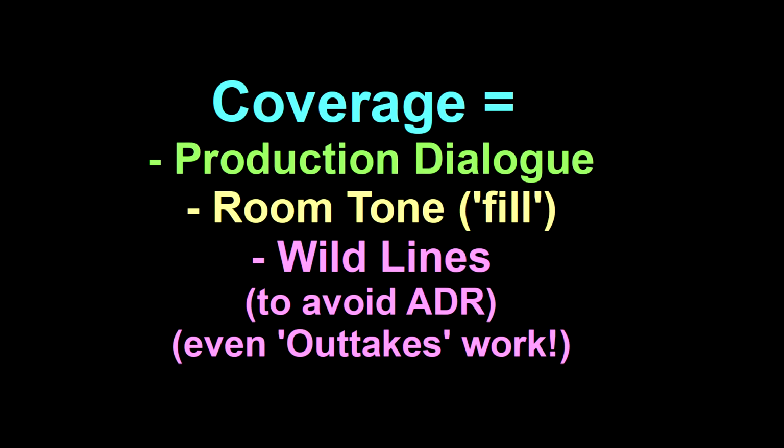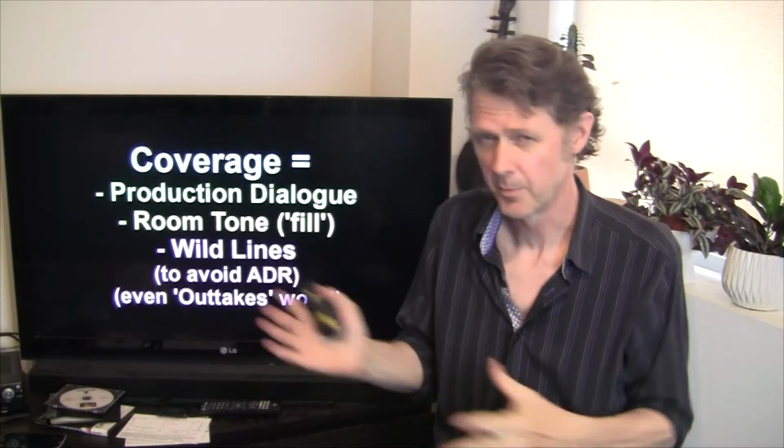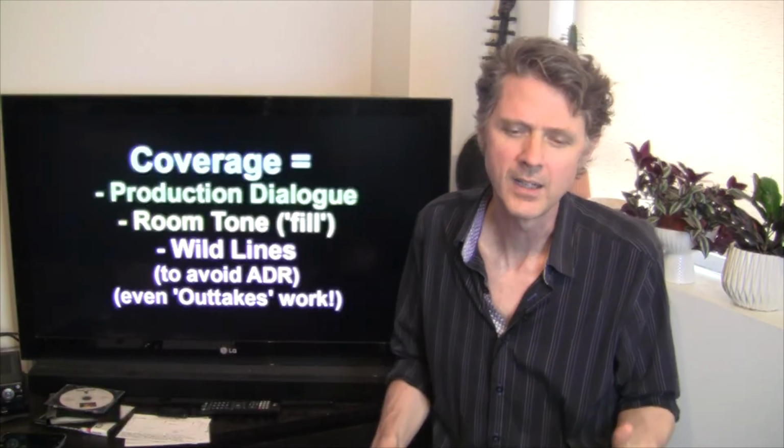Okay, so you got production dialogue, room tone, and wild lines. Now, wild lines are chunks of dialogue recorded on set but off camera. See, the beauty of it is the actor's already in character, so they've been practicing it for a while, and they don't have to actually remember their character when they go in post-production, like if they're going to do ADR.